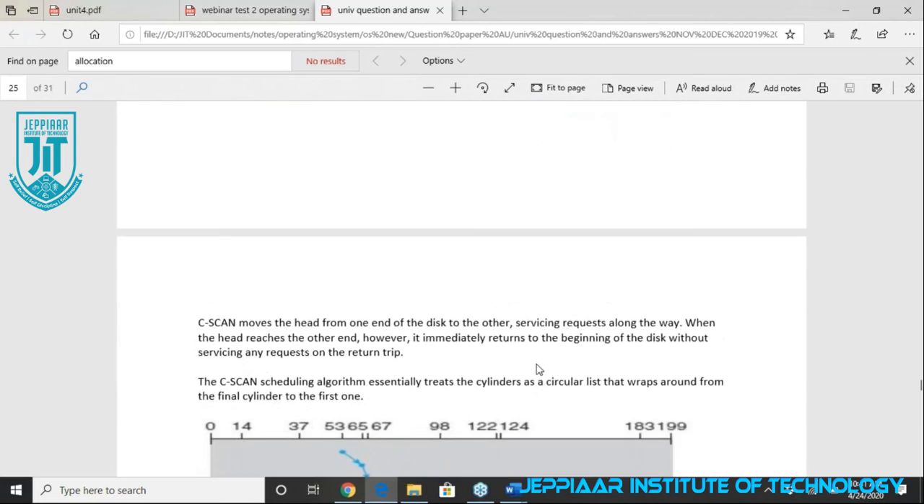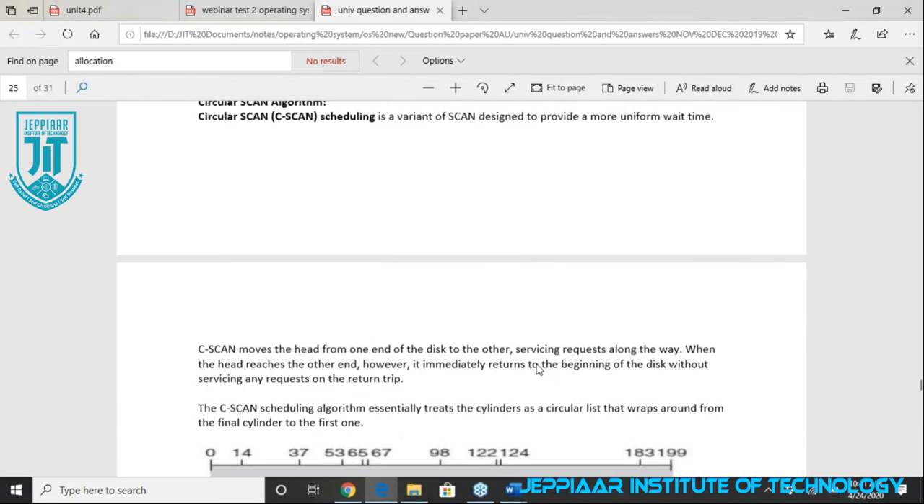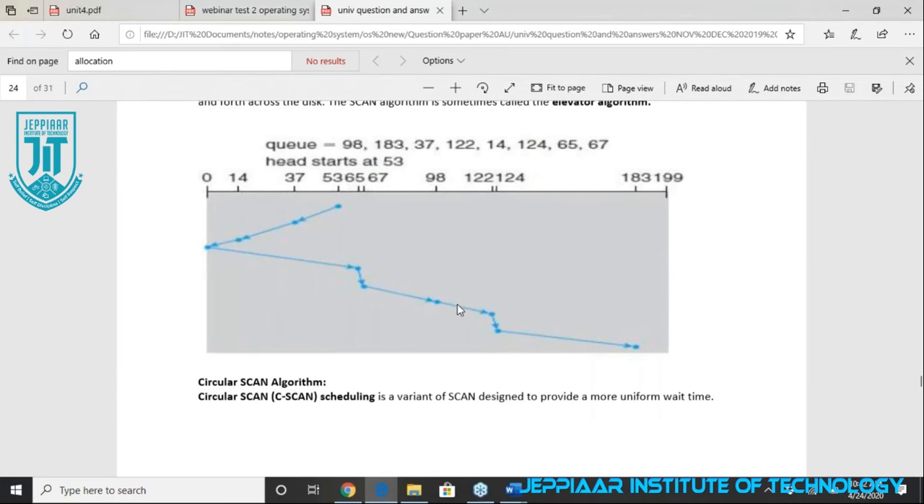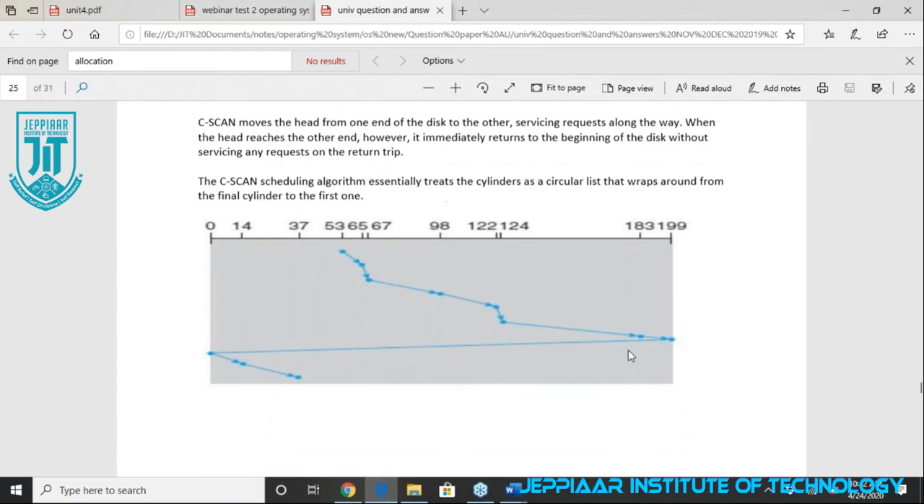Okay, my circular scan scheduling algorithm. Your C scan is similar to your scan algorithm. It is also an elevator, but the difference is in reverse direction it will not serve. Only one direction it will serve. Okay, so that means I'm starting with 53. So from 53 now I'm going in the higher direction, upward direction. So service all the requests in that direction. So 53, 65, 67, 98, 122, 124, 183, and finally 199.